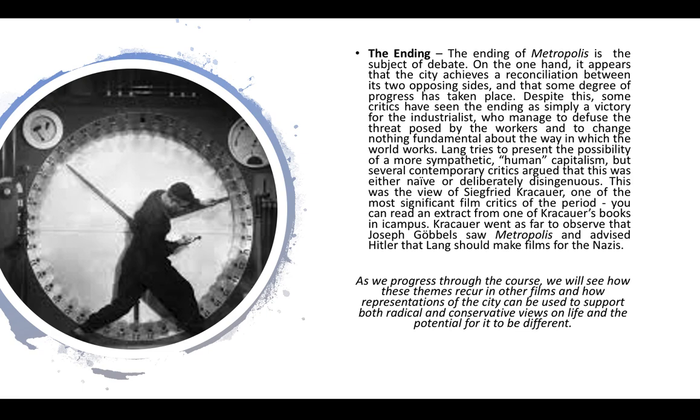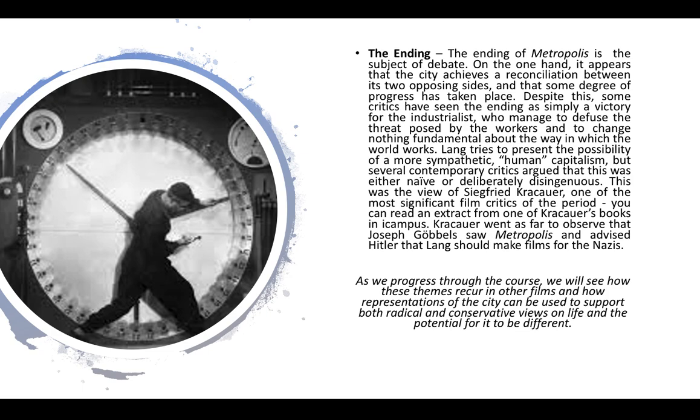Okay, so the ending of Metropolis is the subject of a degree of debate, I think. On the one hand, it appears that the city achieves a reconciliation between its two opposing sides and that some degree of progress is taking place. Despite this, some critics have seen the ending as simply a victory for the industrialist, who manages to diffuse the threat posed by the workers and to change nothing fundamental about the way in which the world works.